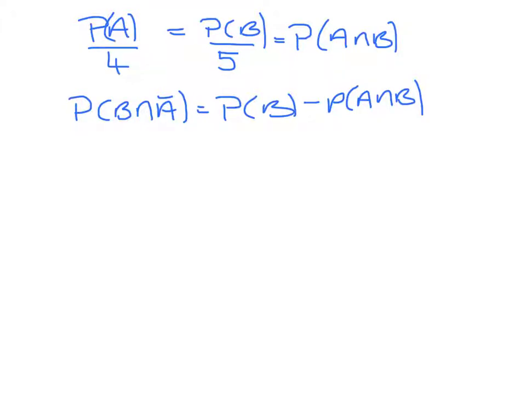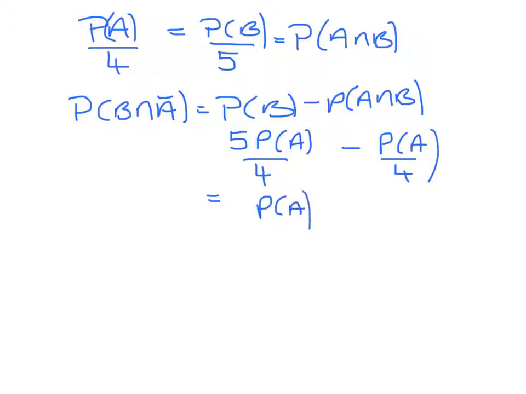I'm looking for an equation which is in terms of probability of A. So I'm going to take my previous answers and replace the probability of B by 5 times the probability of A, divide by 4, and the probability of A and B as probability of A over 4. So probability of B and not A happening is actually the probability of A.